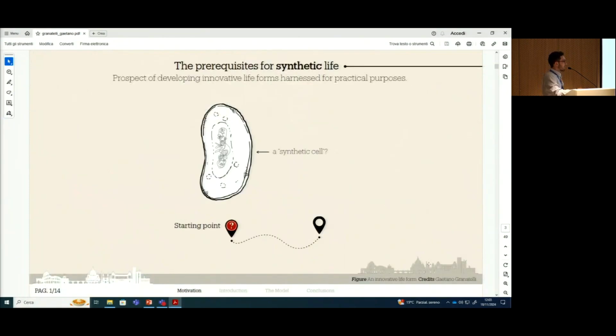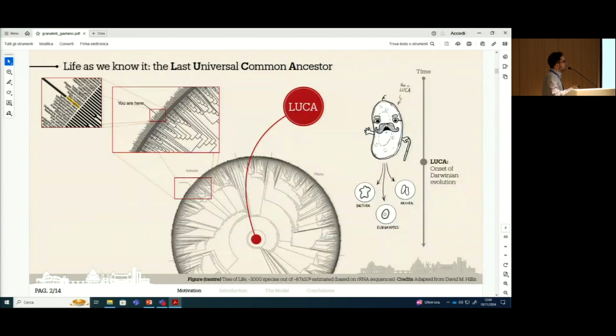So synthetic life is a grand challenge driven by the pursuit of unraveling its fundamental principles and the prospect of developing innovative life forms harnessed for practical purposes, like this one. This is supposed to be a synthetic cell. It's not a potato. And one way or another, the starting point for such a challenge is life as we know it. Nowadays, we know that all life forms trace back to a last universal common ancestor, better known as LUCA, that witnessed the onset of Darwinian evolution and eventually led to the diversity and the richness that we can see in the tree of life.